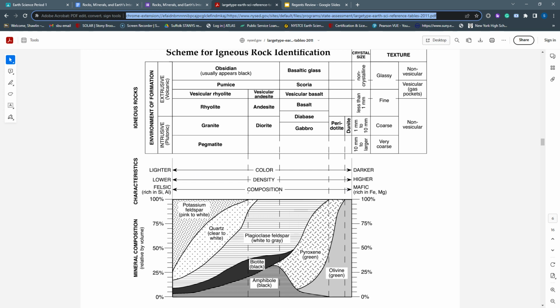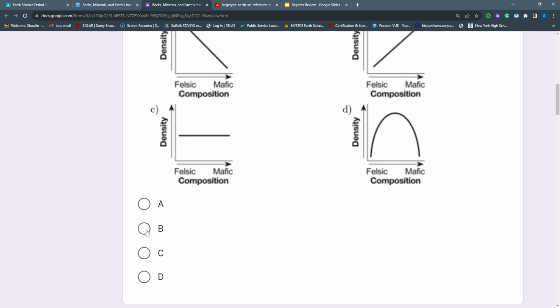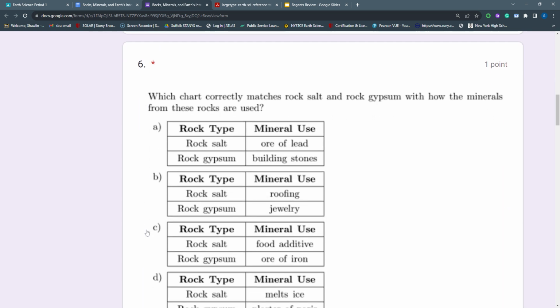Felsic means that it's rich in silicon and aluminum, the density is lower, the color is lighter. These rocks are felsic. So overall, mafic has a higher density, felsic has a lower density. That's why the correct answer is B. As you become more mafic, the density increases. B.